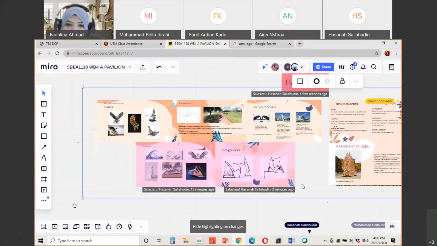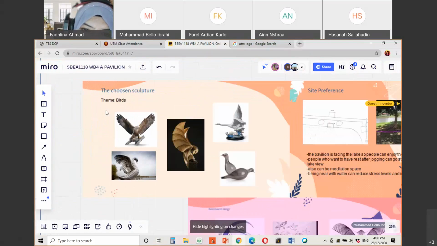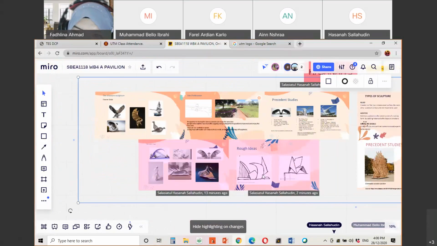Okay, this one I think is quite clear, because the chosen sculptures that you have is mostly on the birds, but you haven't touched on the sculptures, right? I mean the sculptures that you have chosen to put in your pavilion. For instance, I know all things are related to the birds. What about the material used to put the sculpture on, and so on?